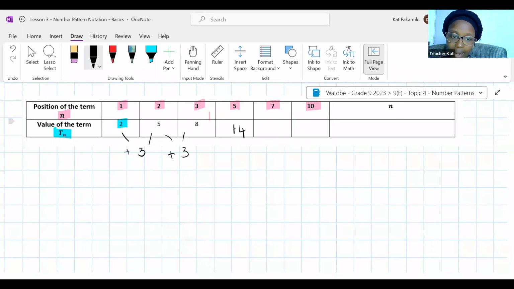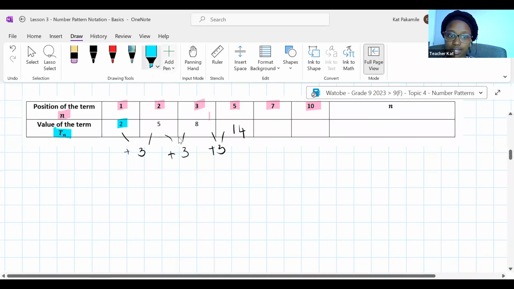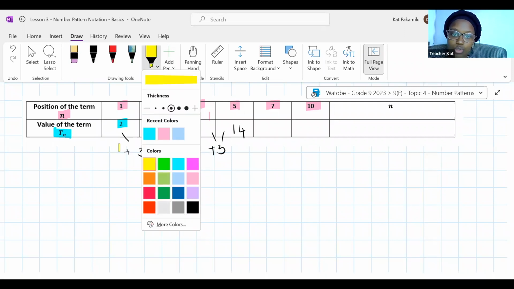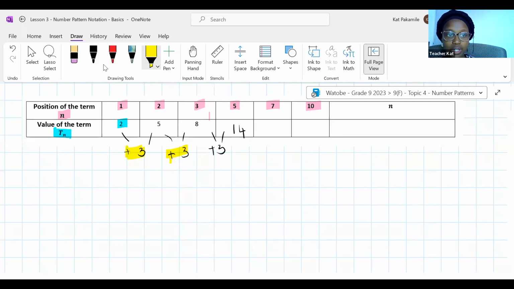Okay. Now, who remembers what I said about finding that rule last week? Last week, we were finding the rules. This week, we are writing them in TN notation. Your first clue is we already have our constant difference. We have to do something with this constant difference. This 3 is very special. We didn't look at it for nothing. So please remind me, what do we do with the 3?